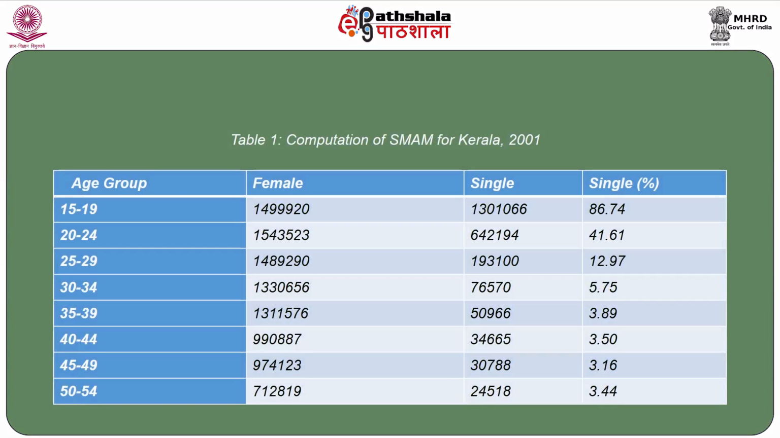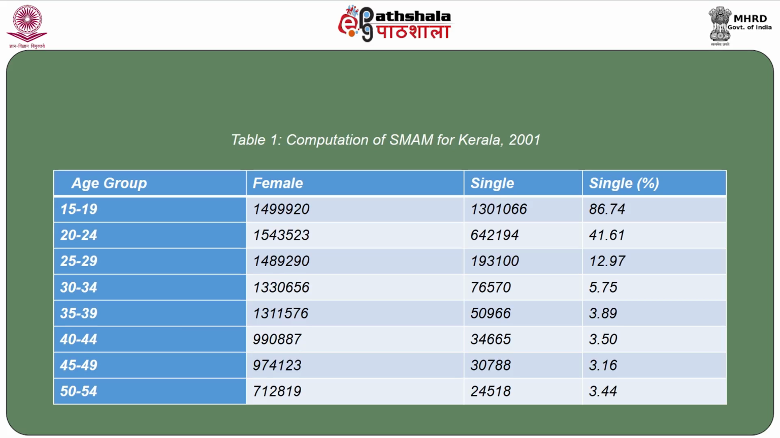Then let us look at this table. Have a close look at Table 1 that gives the computation of SMAM for one of the Indian states, Kerala, for the year 2001. The first column gives the age group, 5-year age groups from 15 to 19 to 50-54.